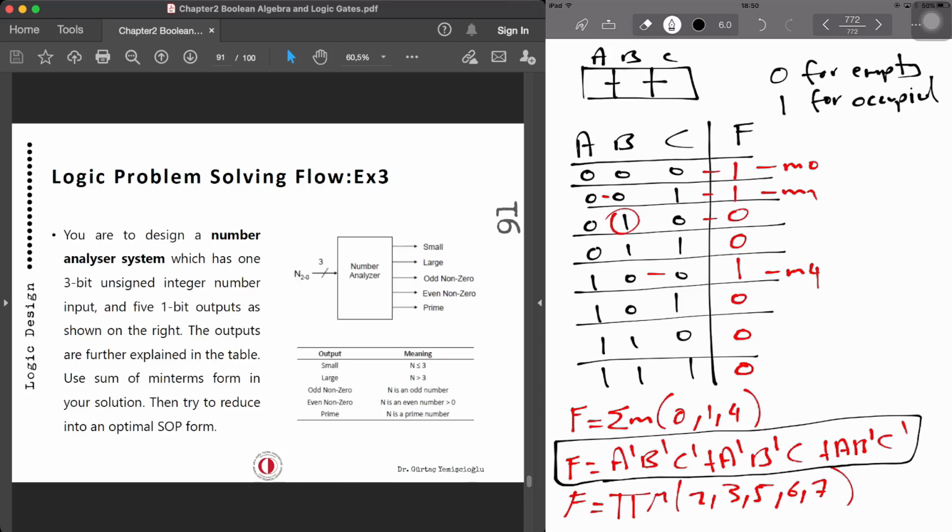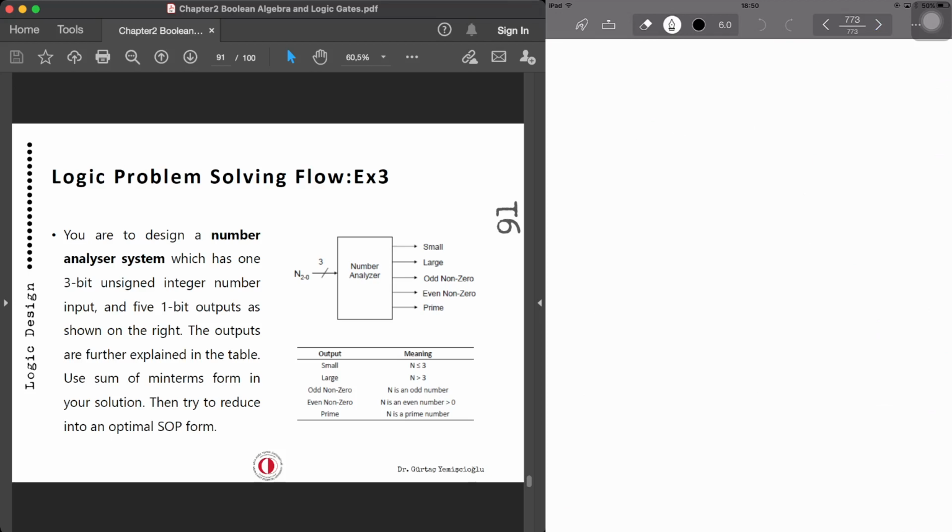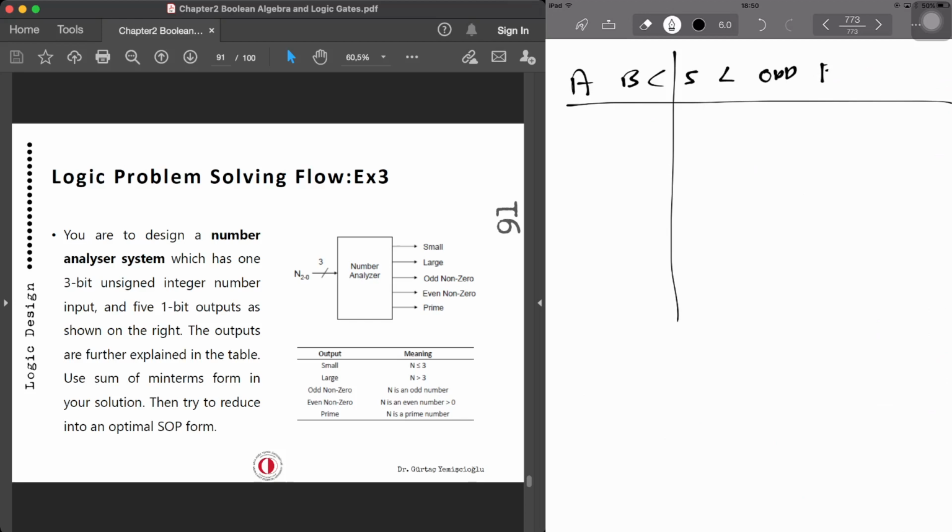Now, example 3. It says you are to design a number analyzer which has one 3-bit unsigned integer. So we are going to get 3 bits out of it. I'll say ABC again, or you can say N0, N1, N2. It's up to you. I'll say ABC. It's easier to follow. And we have 5 outputs: small, large, odd, non-zero even, and prime.